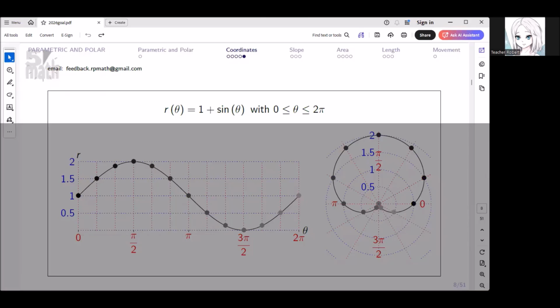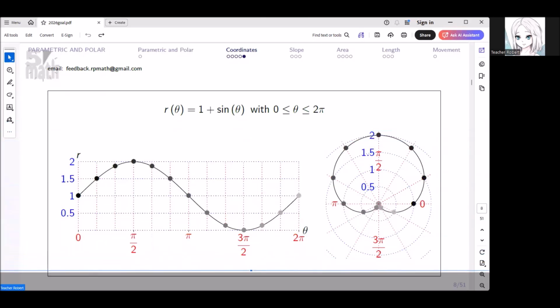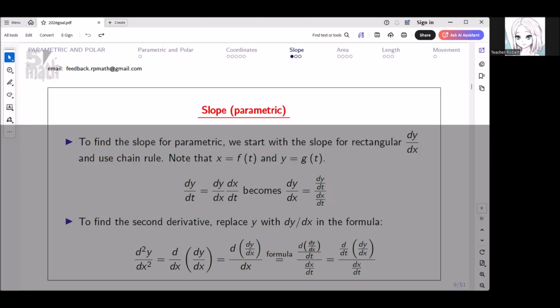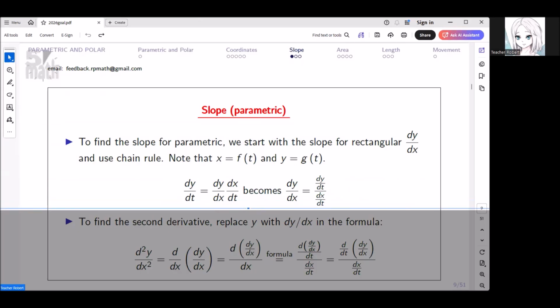Note that r squared equals x squared plus y squared, and tangent theta equals y over x. r of theta equals 1 plus sine of theta, with theta greater than or equal to 0, less than or equal to 2 pi. Slope, parametric. To find the slope for parametric, we start with the slope for rectangular, dy dx, and use chain rule.